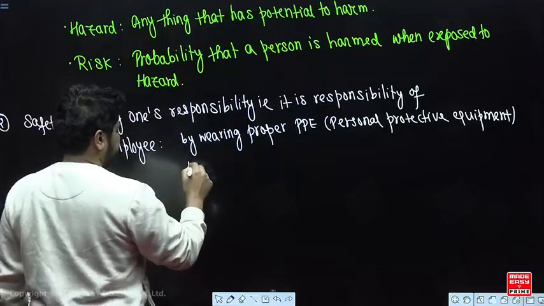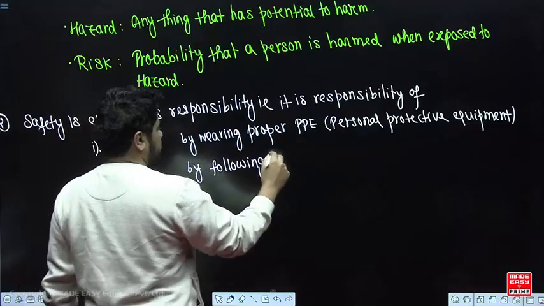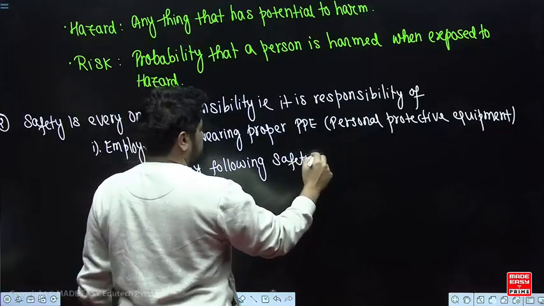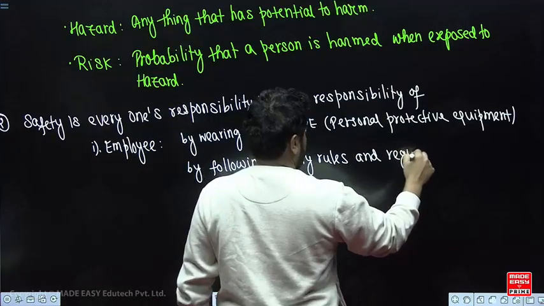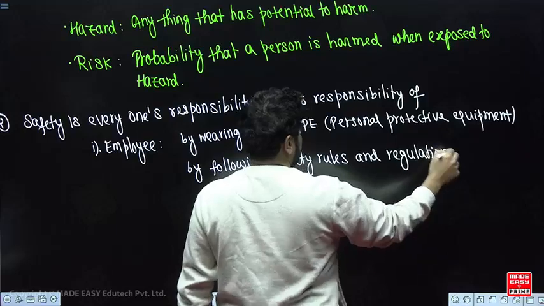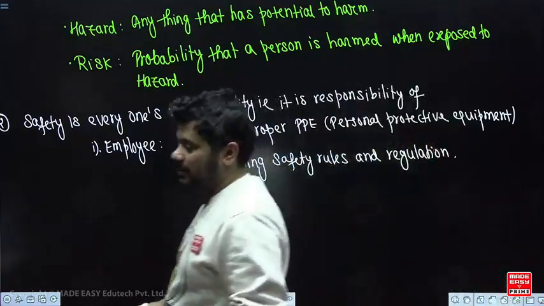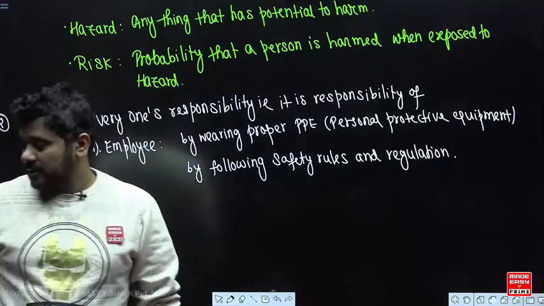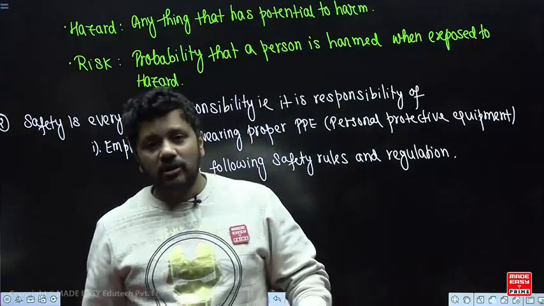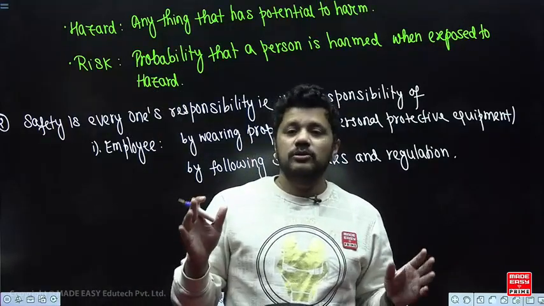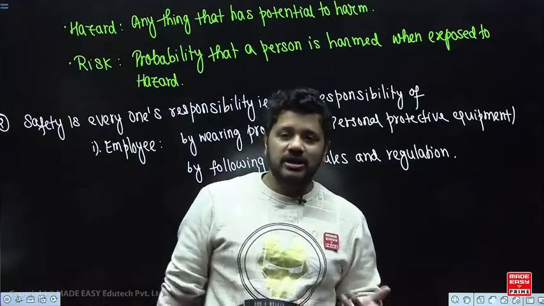Second, by following safety rules and regulation, है ना? So what are the rules and regulations set by the company or by the government? So person should abide by that. For example, in the construction site, you have to wear your helmet, hard hats, right? Or when you are working on a road, you should wear hand gloves and you should wear footwear, right? So these are basically called as PPE.